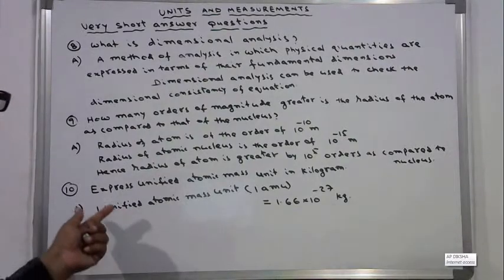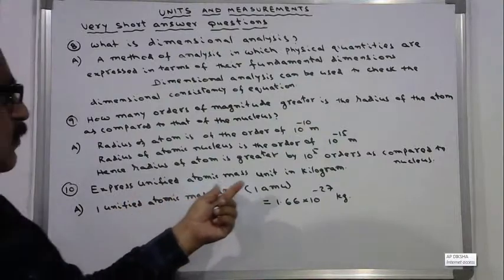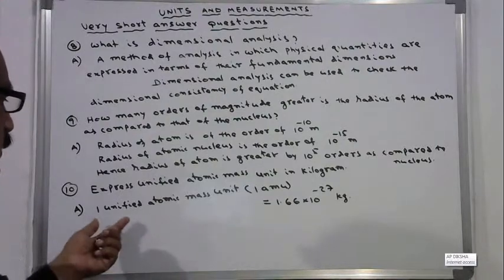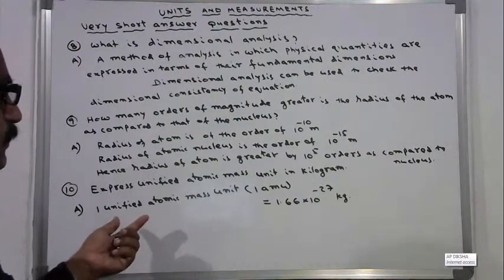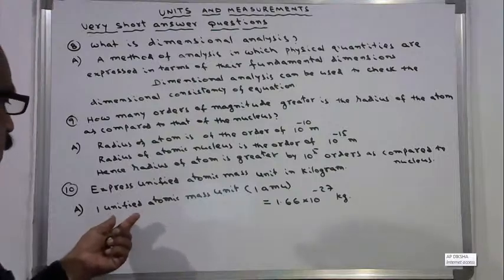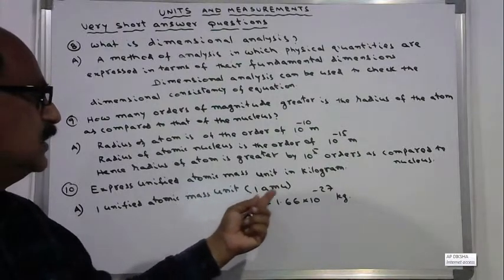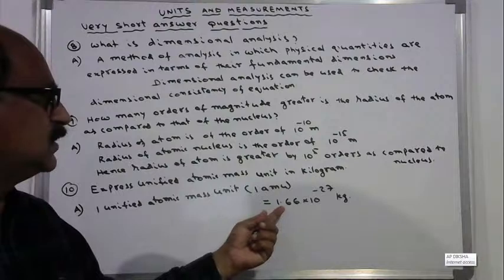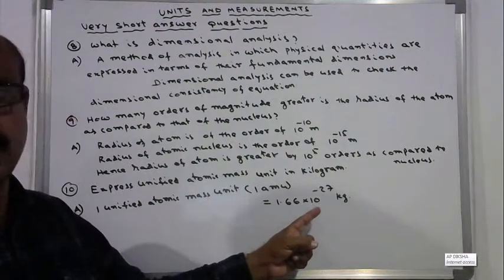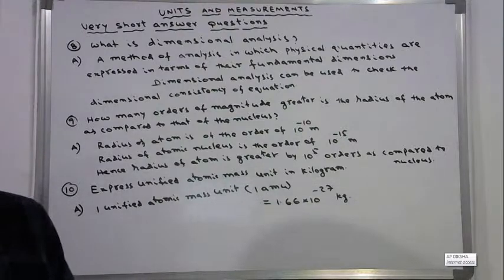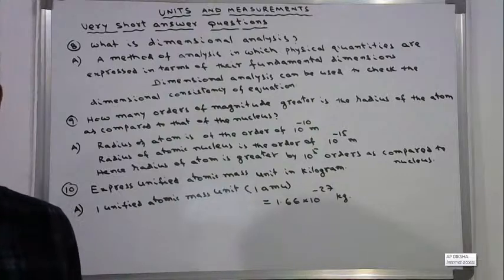Now the last question is: express the unified atomic mass unit in kilograms. This is what is called the atomic mass unit. This is also a unit for very small sized particles. One unified atomic mass unit, simply called 1 AMU, is equal to 1.66 into 10 power minus 27 kilograms. So this is all regarding some very short answer questions. These questions are very, very important for the public examination.